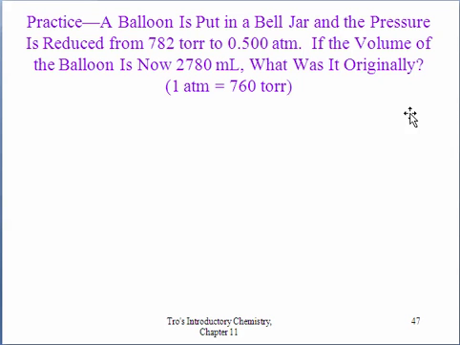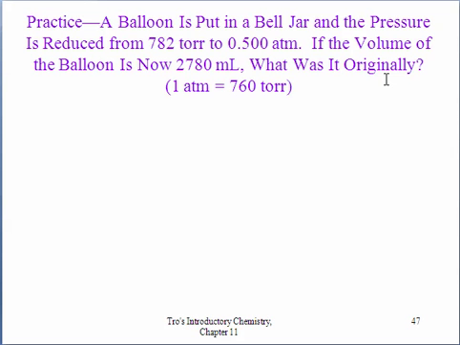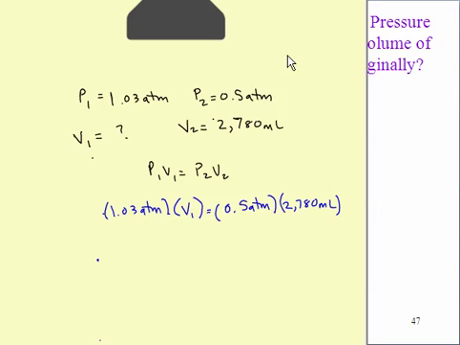Our initial pressure, which is 782 torr, turns out to be 1.03 atmospheres. The pressure is reduced to 0.5 atmospheres. Our initial volume, or our original volume, we're not sure what it is, but our final volume is 2,780 milliliters. So now that my two pressures have the same units, I can go ahead and plug in. Alright, so pressure 1 is 1.03 atm. Volume 1 we don't know, I'm just going to label it volume 1. And that equals P2, which is 0.5 atm, times V2, which is 2,780 milliliters.